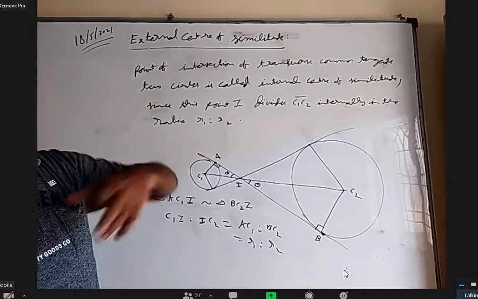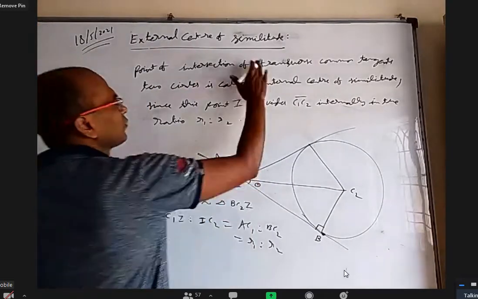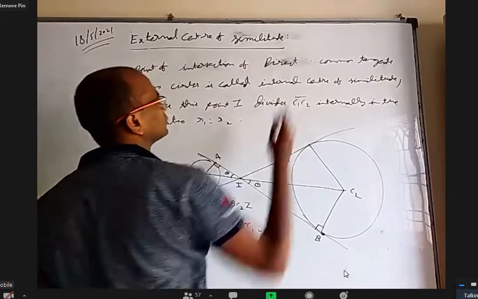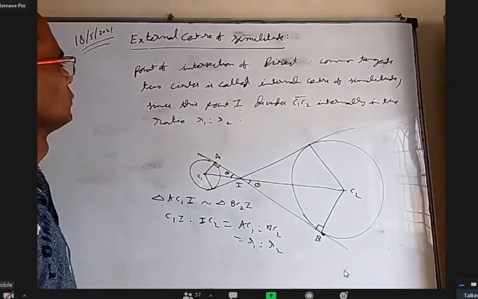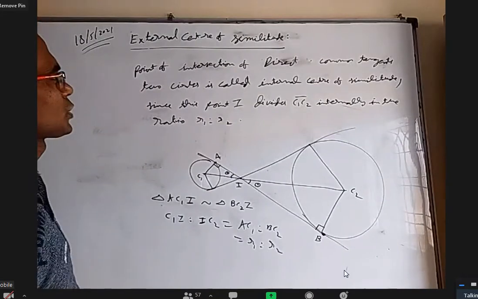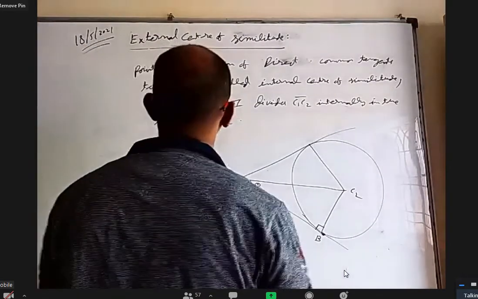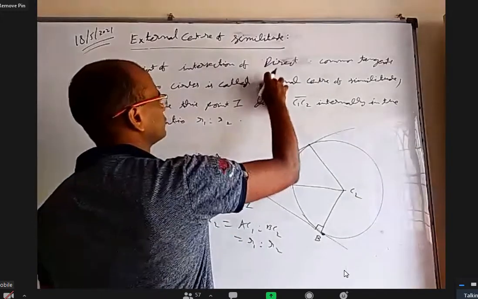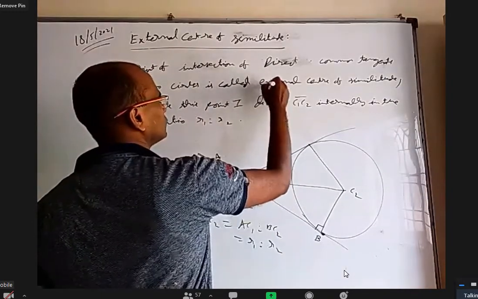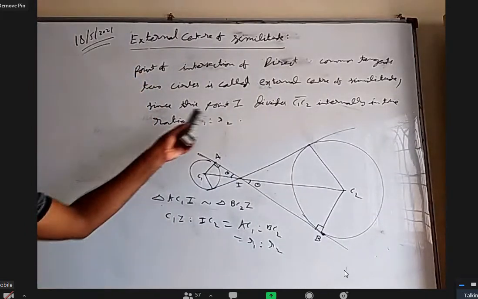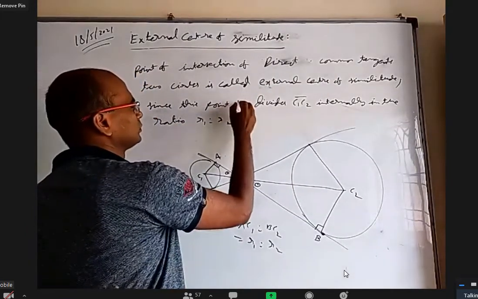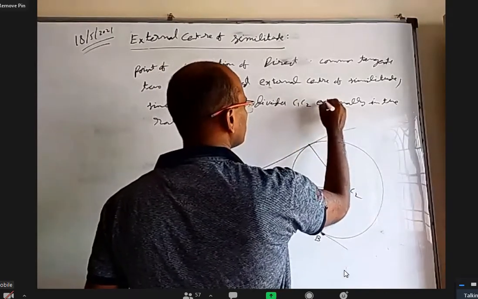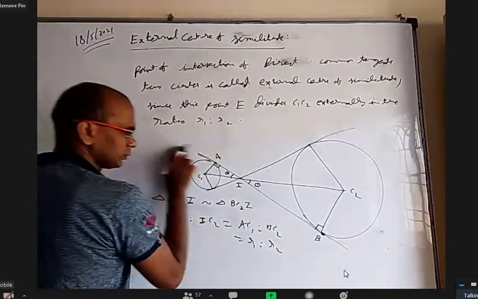External center of similitude is the point of intersection of direct common tangents. The point of intersection of direct common tangents of circles is called the external center of similitude. Since this point E divides C1C2 externally in the ratio R1:R2.